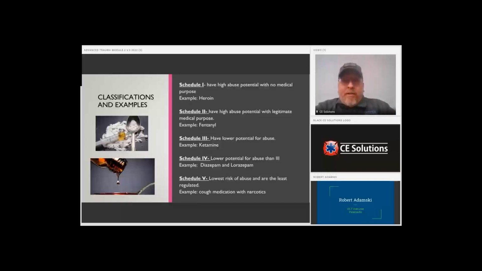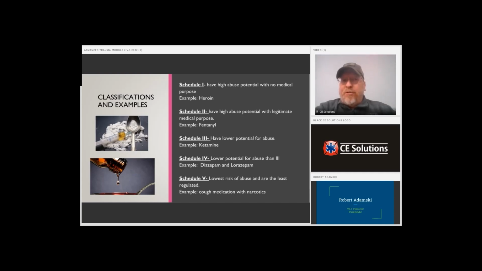So again, we're dealing with drugs that can potentially injure or kill people, and have the potential for abuse, and patients can end up being addicted to them. Now we have five schedules. Schedule 1. That's the one you definitely need to know.